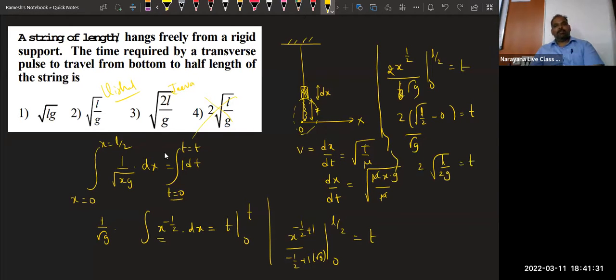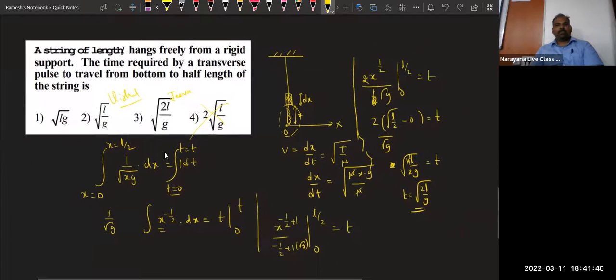Is your answer. Sir, if you bring the 2 inside, it will become 4. So cancel. T equal to under root of 2L by g is your answer. It's a mistake, sir. No, you never do mistake.